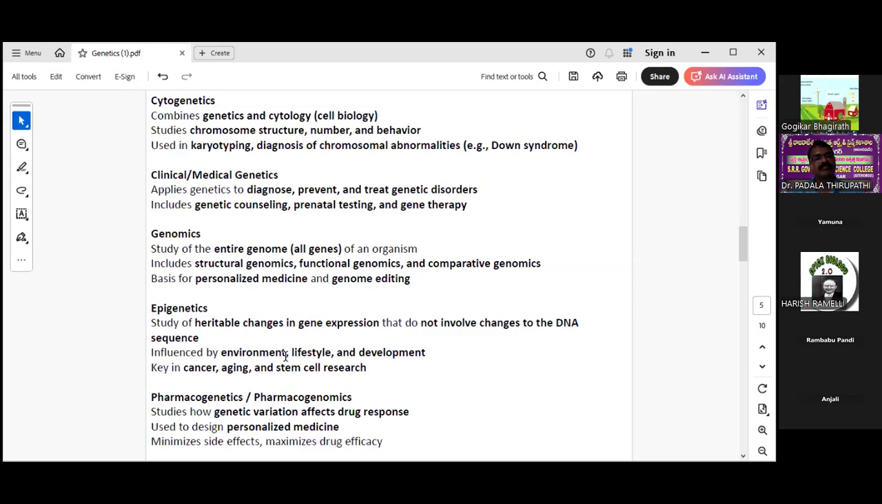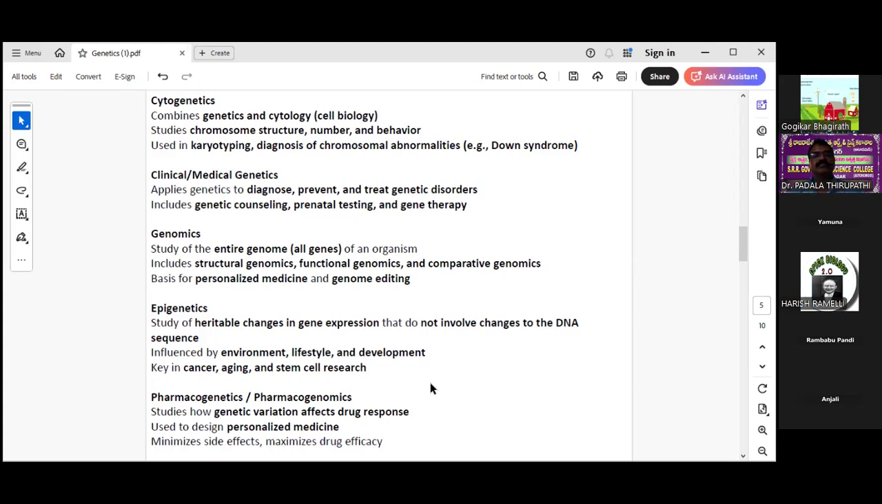One more is epigenetics, the study of heritable changes in gene expression that do not involve changes to the DNA sequence. The heritable changes are in gene expression only, not changes in the DNA sequence. So it is influenced by environment or lifestyle and development. So this plays a key role in cancer, aging, and stem cell research.